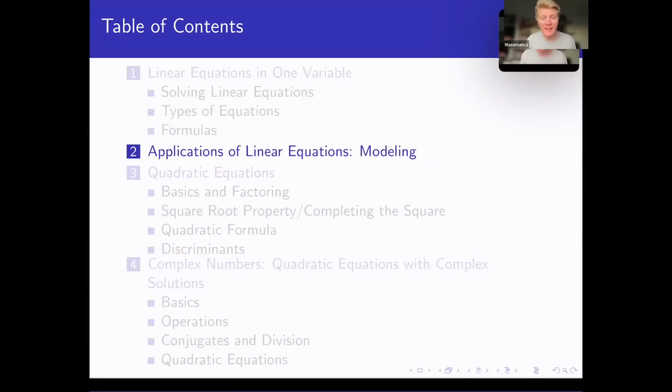Okay, and welcome back to 1.2. I mentioned at the end of 1.1 that 1.2 is just applications of linear equations, kind of practicing some modeling, some exploration of things that linear equations can do.